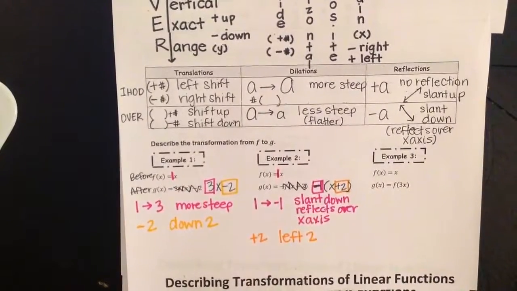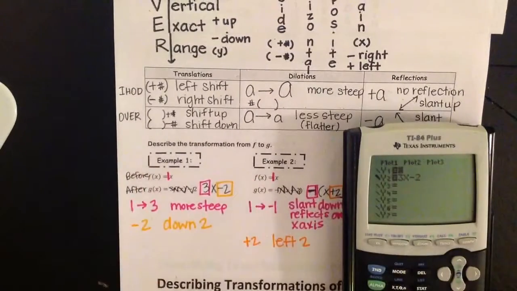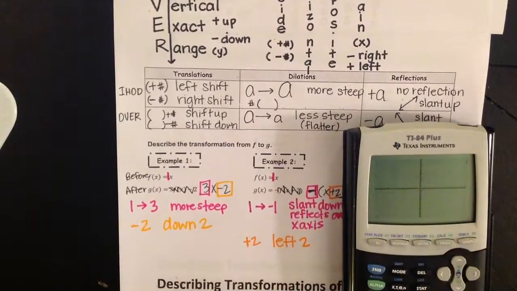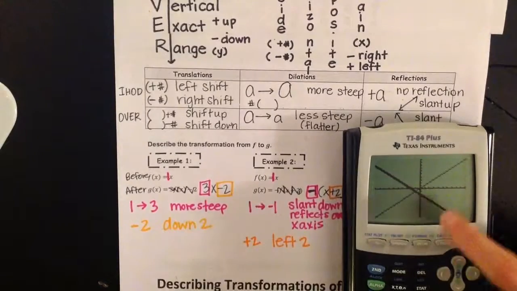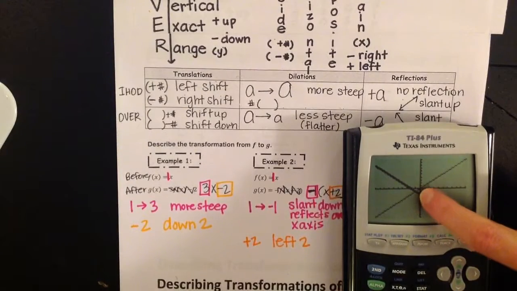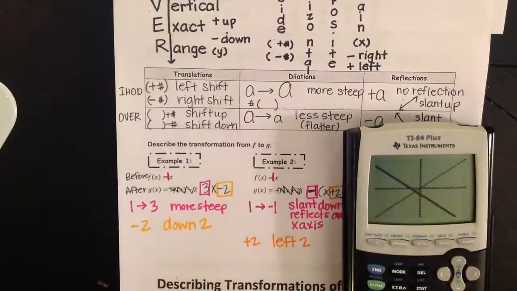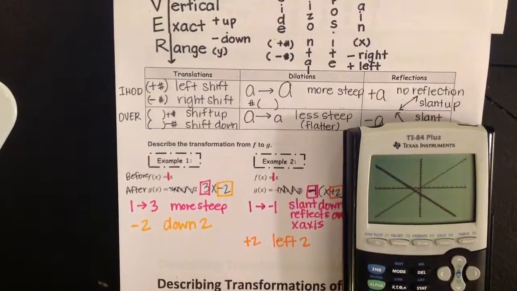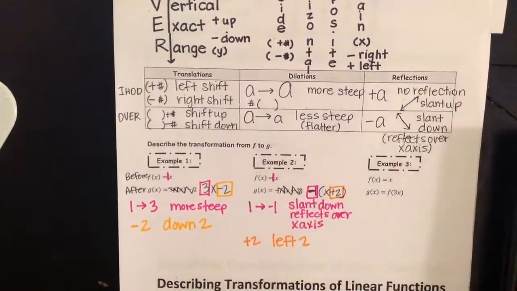Okay, well now let's go to our calculator, let's verify. So we're going to clear this out, we're going to leave it as x. If you type in 1x, that's okay. And we're going to type in negative parentheses x plus 2. So we should see our second after line slant down, or reflect over the x-axis, and we should see it move left too. So let's graph. There's our original, and if you look at the x-intercept, it does move 2, and it does slant downward. So that does look like it's doing what it's supposed to do.